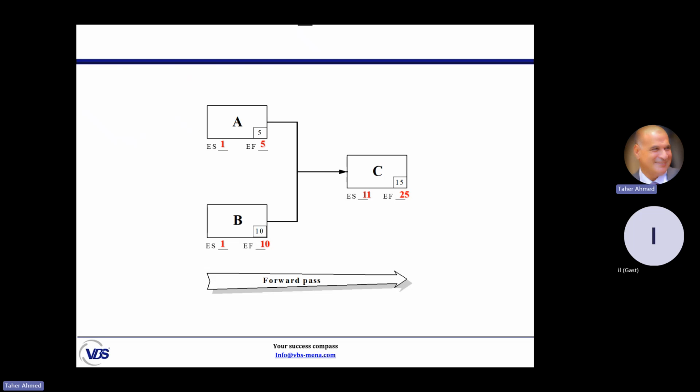This is the purpose of the forward pass calculation, to calculate 2 dates for each activity. The 2 dates are early start and early finish. Early start comes from logic, early finish comes from the formula.